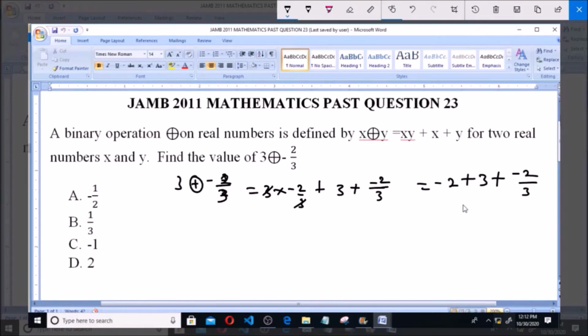Now minus 2 plus 3 will give us what? Plus 1. So we have plus 1 minus 2 all over 3. Now 1 minus 2 over 3, we have the LCM to be 3. 3 times 1 will give us 3, 3 into 3 is 1, 3 times 2 will give us 2. So minus 2. So this is equal to what? 1 all over 3. So the answer to this question is 1 over 3, and that is option B.